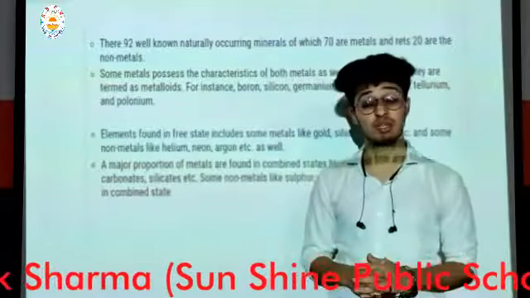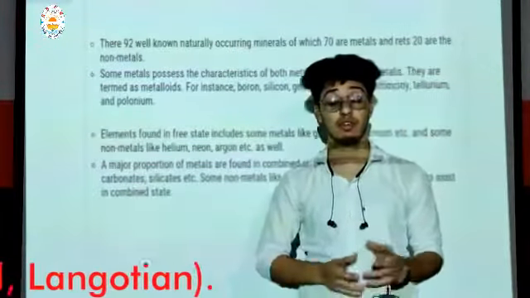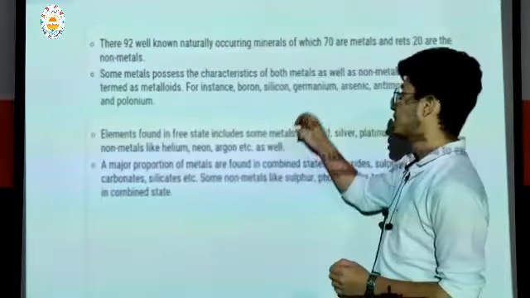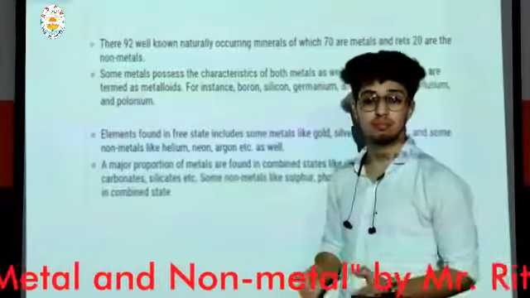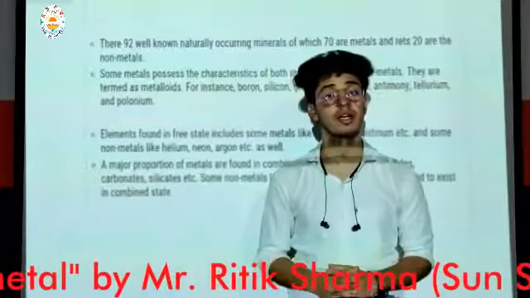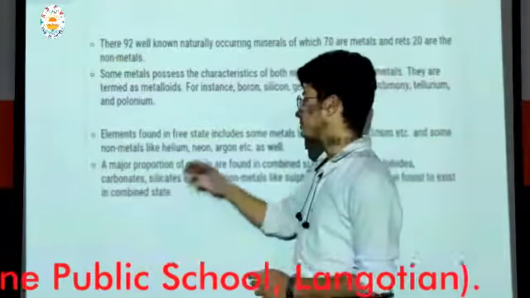We also have some elements that possess the properties of both a metal and a non-metal, and we call them metalloids, like boron, silicon, germanium, arsenic.